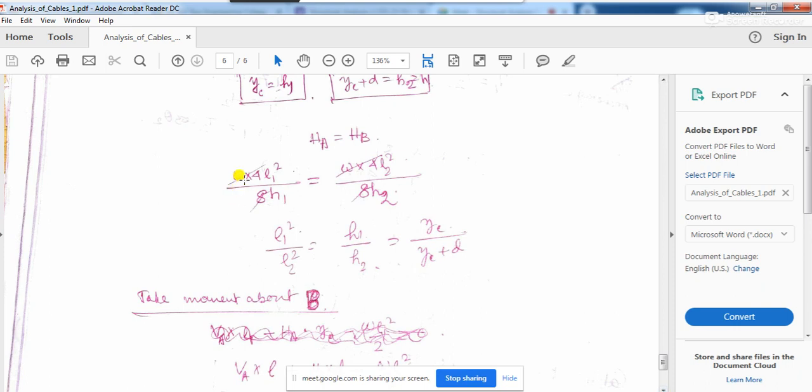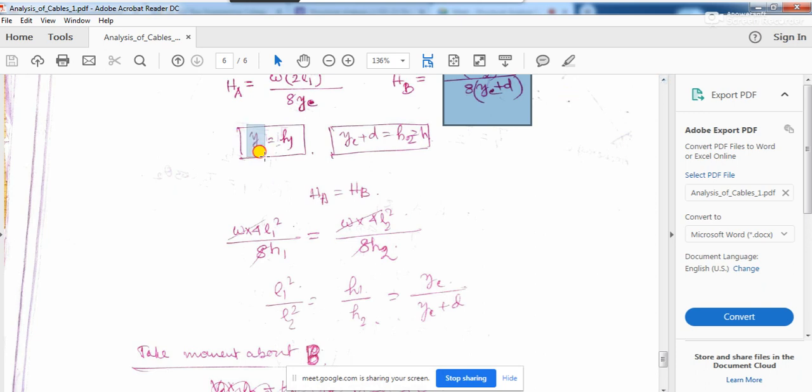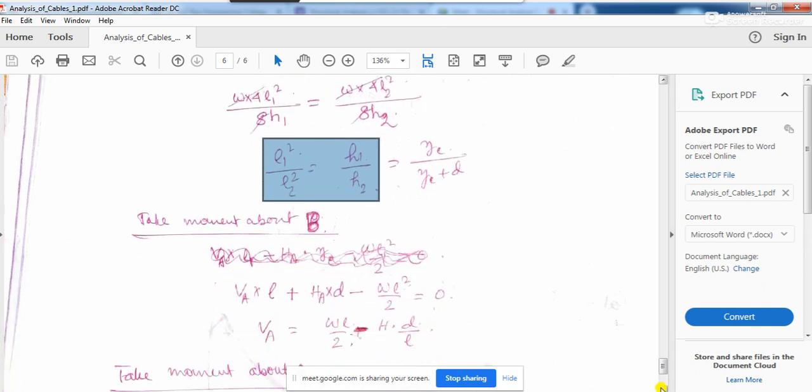So I can write W into 4L1 squared and W into 4L2 squared, with 8H1 here and 8H2 there. H1 in this case is nothing but yc, and yc plus D we are writing as H2. So I can write it something like this: L1 squared by L2 squared equals H1 by H2, equal to yc by yc plus D. What is H2? H2 is nothing but yc plus D. So from this equation you are getting a relation between this L1 and this L2.